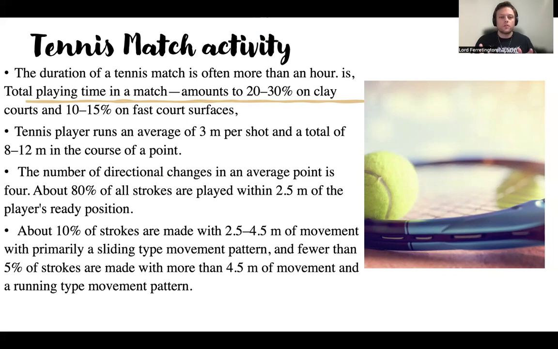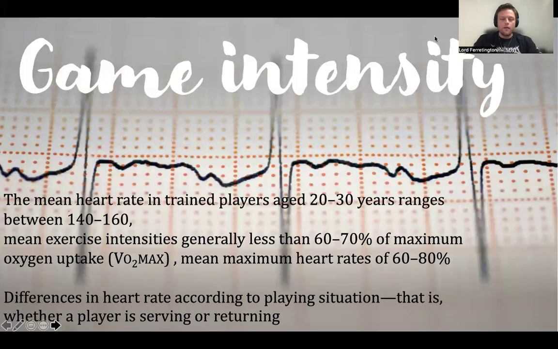When it comes to directional changes, there's an average of 4 in between. About 80% of all strokes are played within 2.5 meters of the player's ready position. About 10% of those strokes are made with 2.5 to 4.5 meters of movement, with a primarily sliding type movement pattern, and fewer than 5% of strokes are made with more than 4.5 meters of movement and a running type of movement pattern.